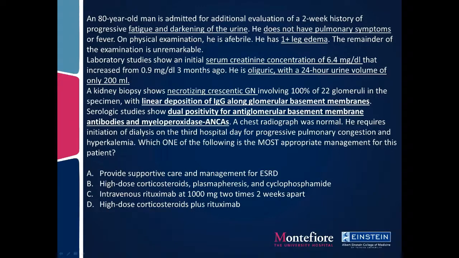In his serologies, he has dual positivity for both anti-GBM and ANCA. So this could either be anti-GBM or ANCA disease, but because he has linear deposition of IgG, that tells you that he has anti-GBM disease. So the question is, which is the most important management for this patient? And we said in patients with anti-GBM disease, you treat them with the most aggressive therapy. So the answer would be high-dose corticosteroids, plasmapheresis, and cyclophosphamide. Intravenous rituximab, that was the RAVE trial that looked at patients with ANCA vasculitis, so that would not be the right answer. The right answer would be answer B, because you're treating him as anti-GBM disease. So that's the right answer.